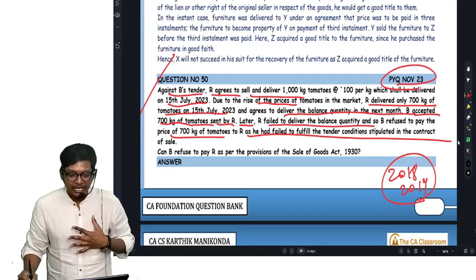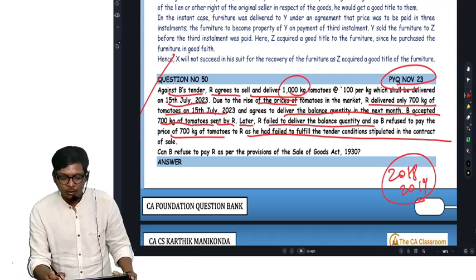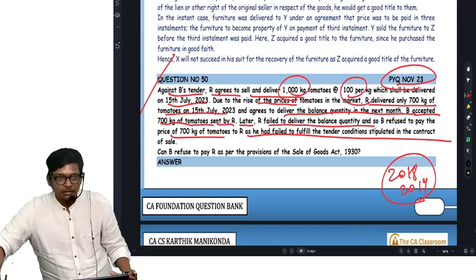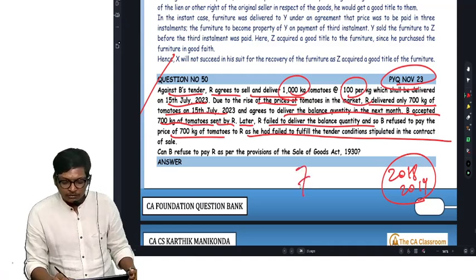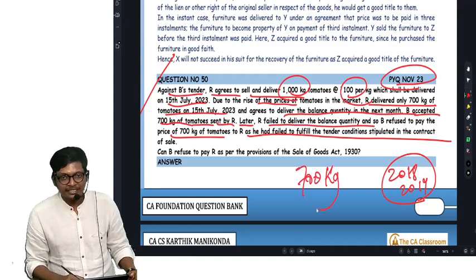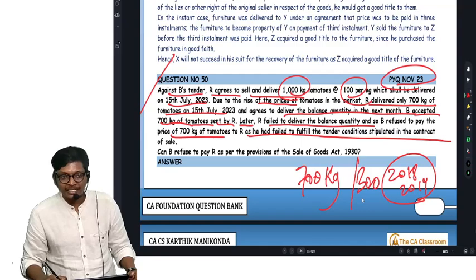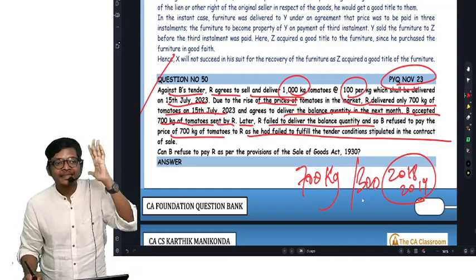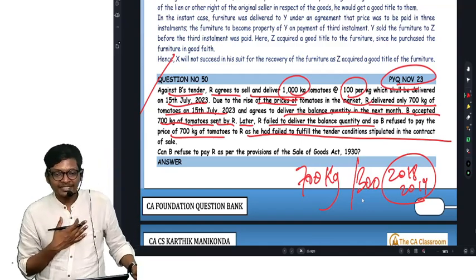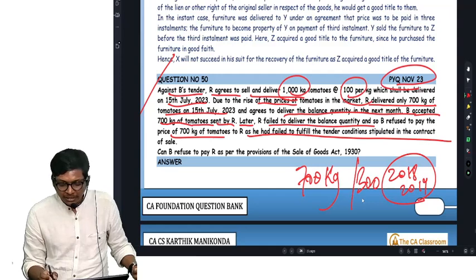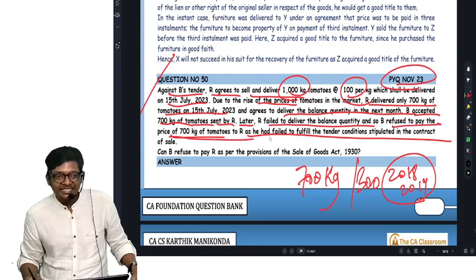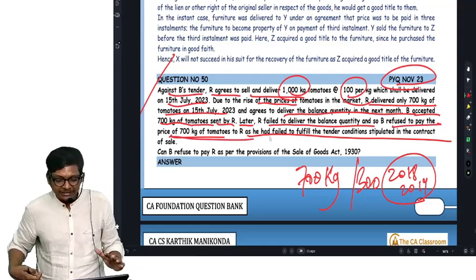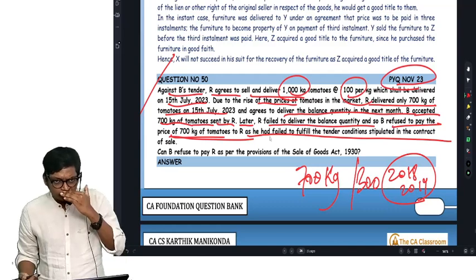Simple. I ordered 1000 kg when the price was 100. I got delivery of only 700 kg. The balance 300 he did not give. Price increases. Now I am the buyer, and I am saying I will not pay the money. He refuses to pay the price for 700 kg. This answer depends on the Indian Contract Act.